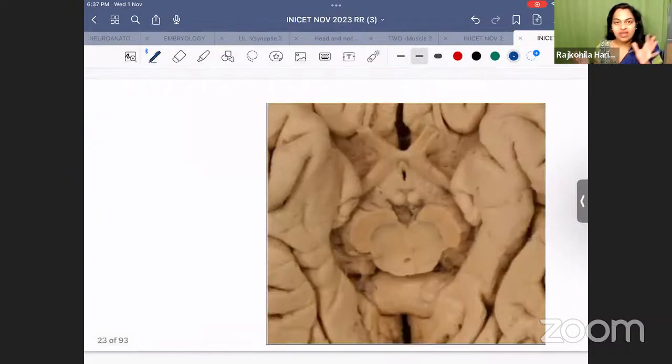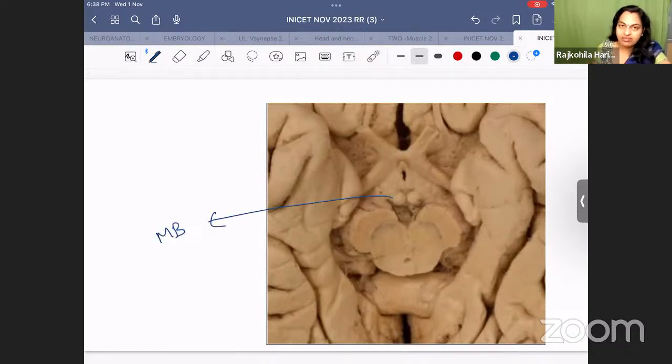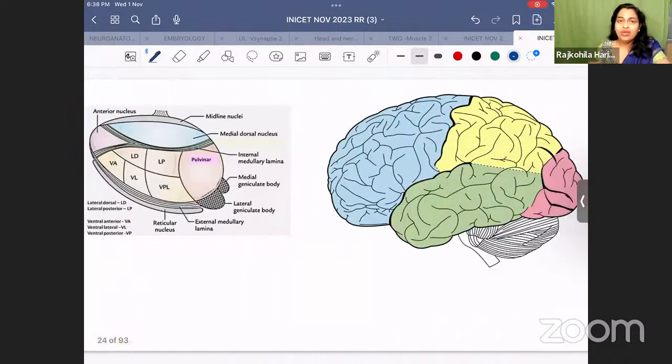Fornix is coming from the hippocampus, I told you. Mammillary body is part of hypothalamus. Again, in the interpeduncular fossa, mammillary body. Okay. And you know, these all form the part of the Papez circuit. From the mammillary body, the fiber is going to project to the anterior nucleus of thalamus. From that to cingulate gyrus, from the cingulate gyrus to entorhinal cortex, and again to hippocampus. Papez circuit, I'm sure all of you must be thorough for emotion and memory, right?